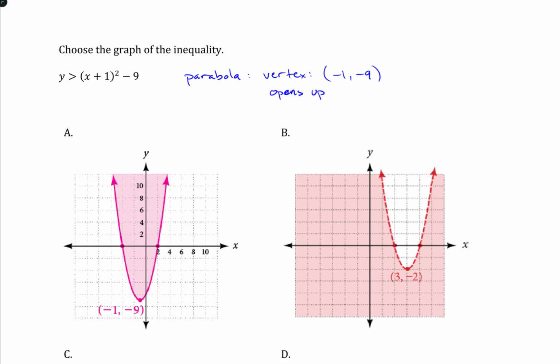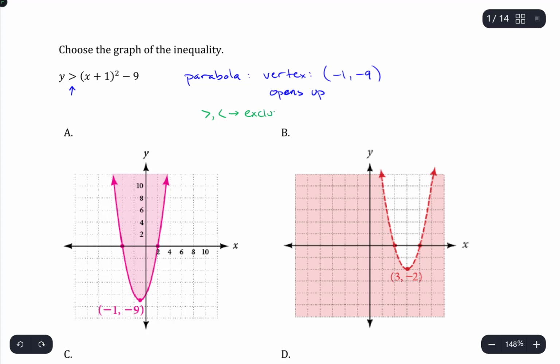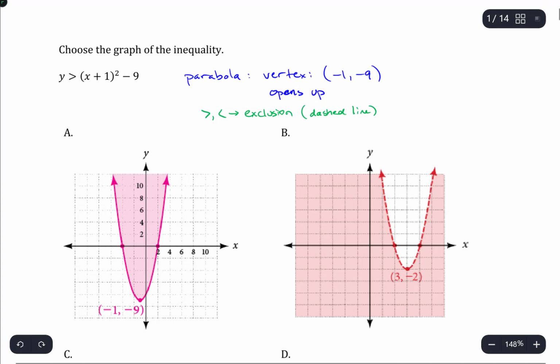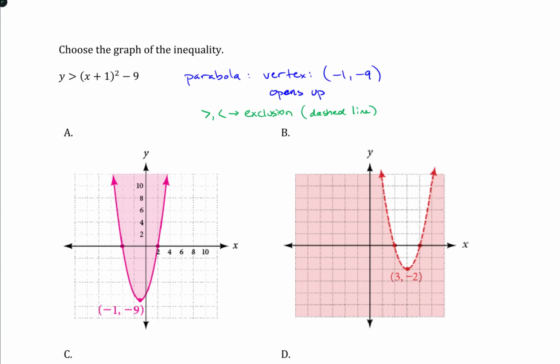And one other thing about the inequality is we have a strictly greater than. If you'll recall about these inequalities, greater than or less than represents exclusion. So you're not including boundary points, and you show that graphically with a dashed line. If it was greater than or equal to, then we would use a solid line because it includes the boundary point. Okay, so that right there gives us a few options that we can at least rule out.